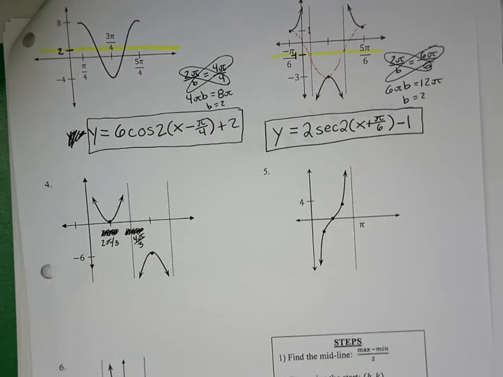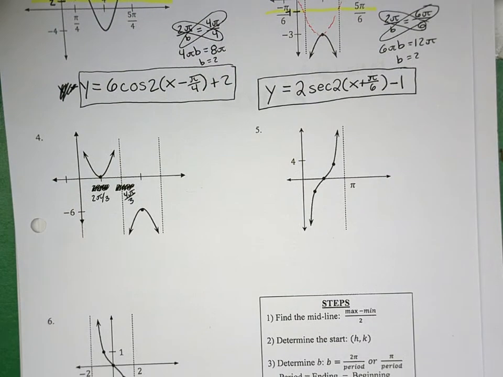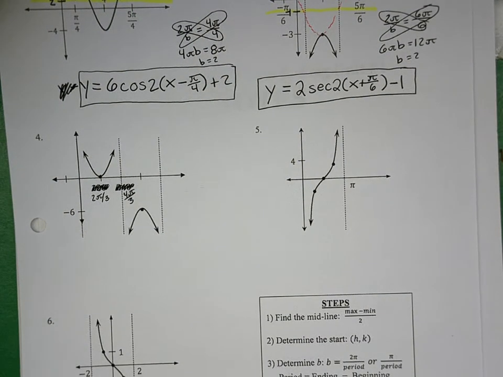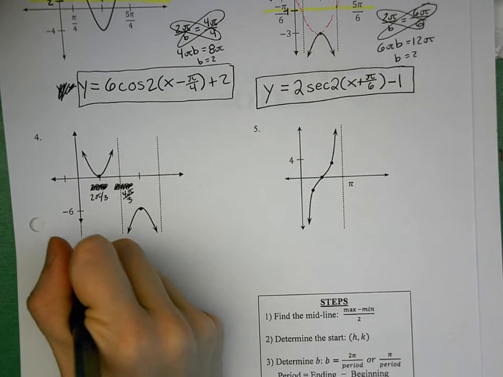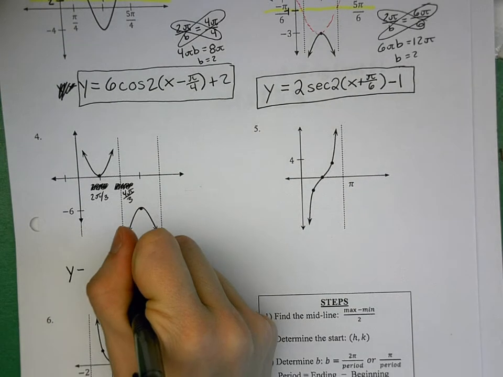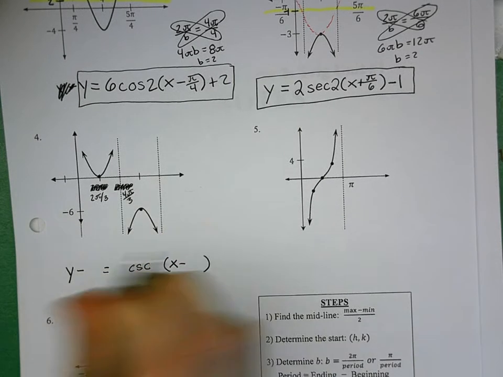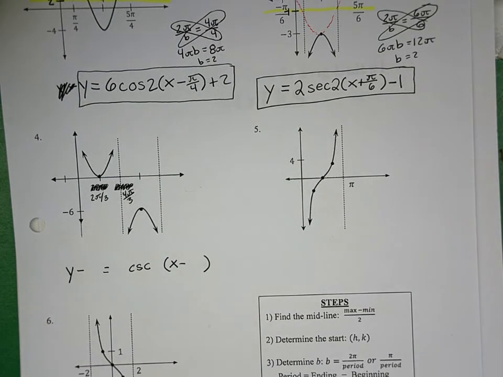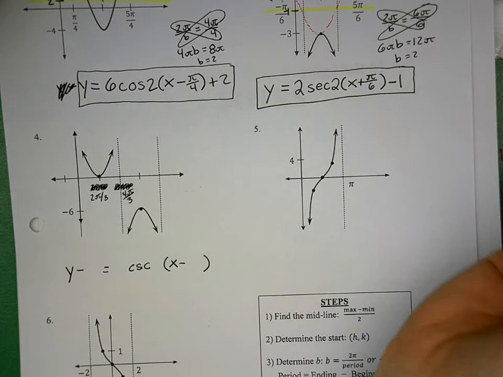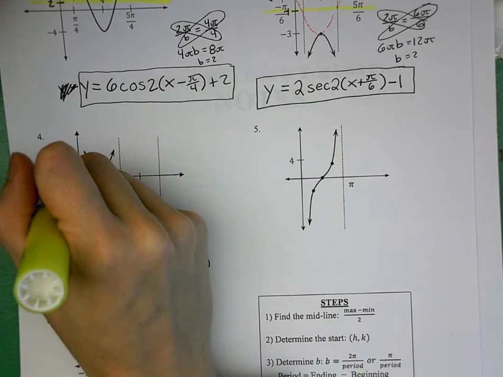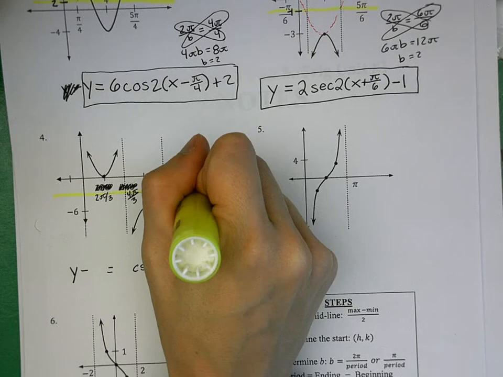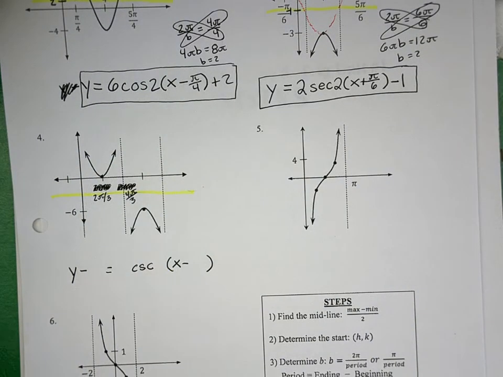Okay, number 4. What kind of function are we looking at here? This one's a cosecant. So we have y minus k equals a times cosecant of b times (x minus h). Midline, where's your midline? My midline in this one is here, which is at -3.